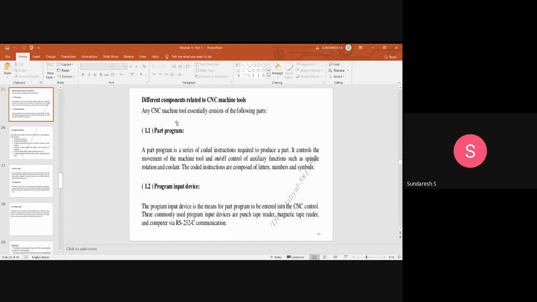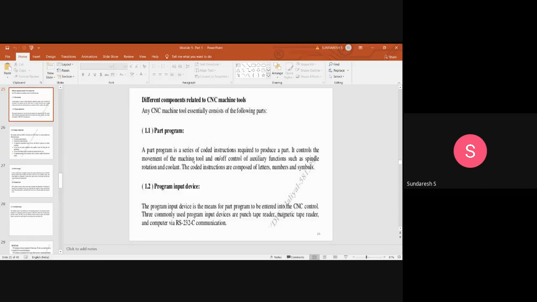So the first important component of any CNC machine tool is the part program. A part program is a series of coded instructions required to produce a part. It controls the movement of the machine tool and the on-off control of auxiliary functions such as spindle rotation and the coolant. The coded instructions are composed of letters, numbers, and symbols.